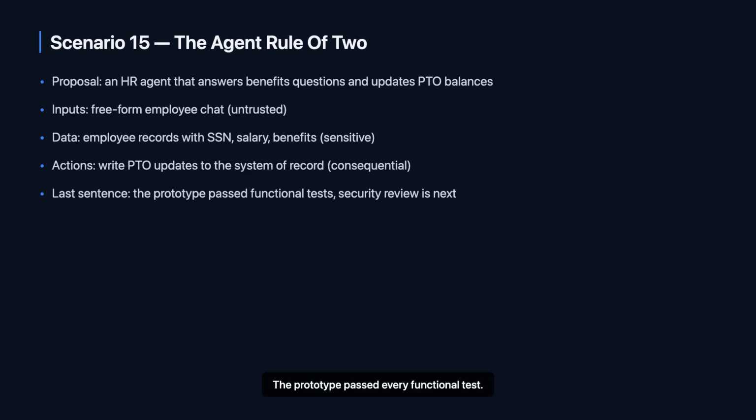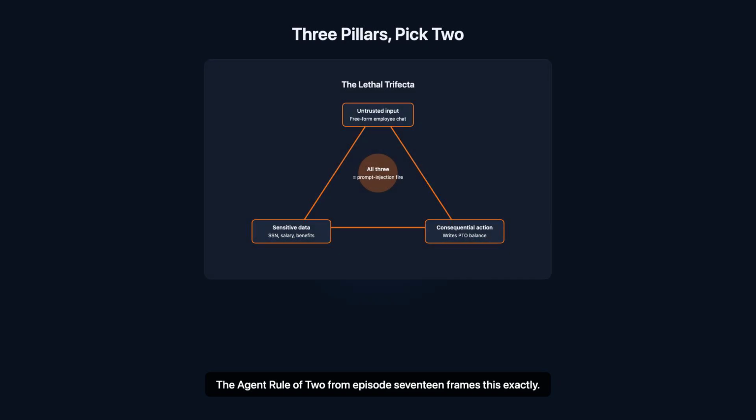The prototype passed every functional test. Security review is next, and the last sentence is the trigger we need to act on. The agent rule of 2 from episode 17 frames this exactly. 3 pillars, all present at once. Untrusted input at the top, the free-form employee chat. Sensitive data at the bottom left, social security numbers, salary, benefits. Consequential action at the bottom right, the agent writes PTO balances. When all 3 sit inside one agent session, you have the lethal trifecta.